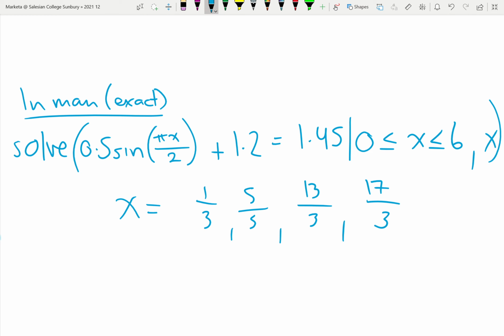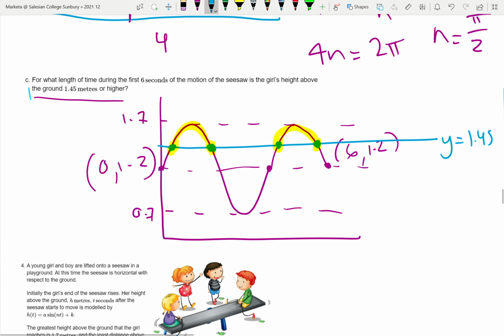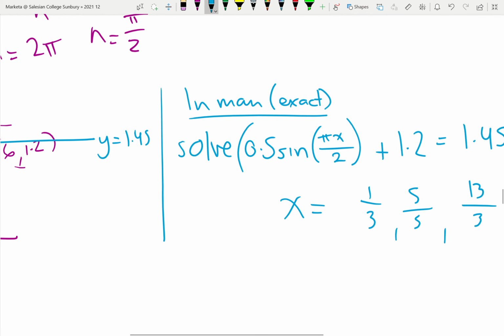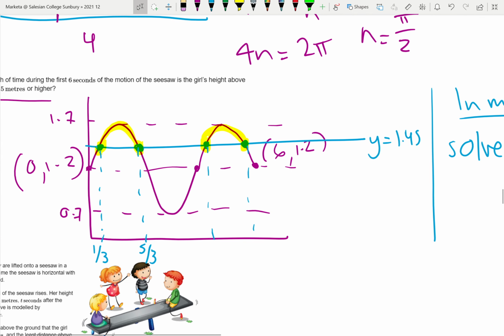So what I found is those t values here. So what do we have? 1/3, 5/3, 13/3 and 17/3, and what you can see is that the space between them is going to be the same because the graph is cyclic. This yellow distance is the same as that, but in any case we'll write that there.